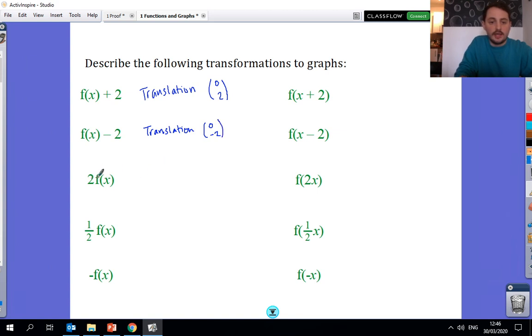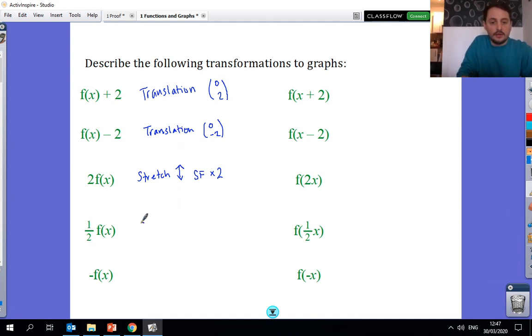This one is a stretch of the y coordinates. So it is a stretch, and it's a stretch in the up and down direction, and it's a scale factor, so I'm just going to write SF, it's a scale factor of multiplying it by 2. So however high, the y coordinates are all going to be doubled, so in other words it's going to get twice as high and twice as stretched down low.